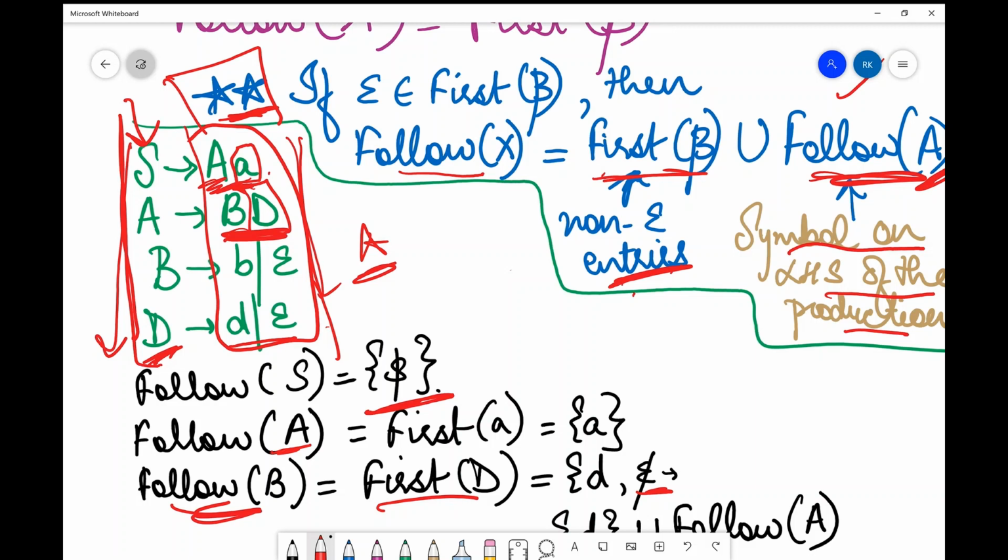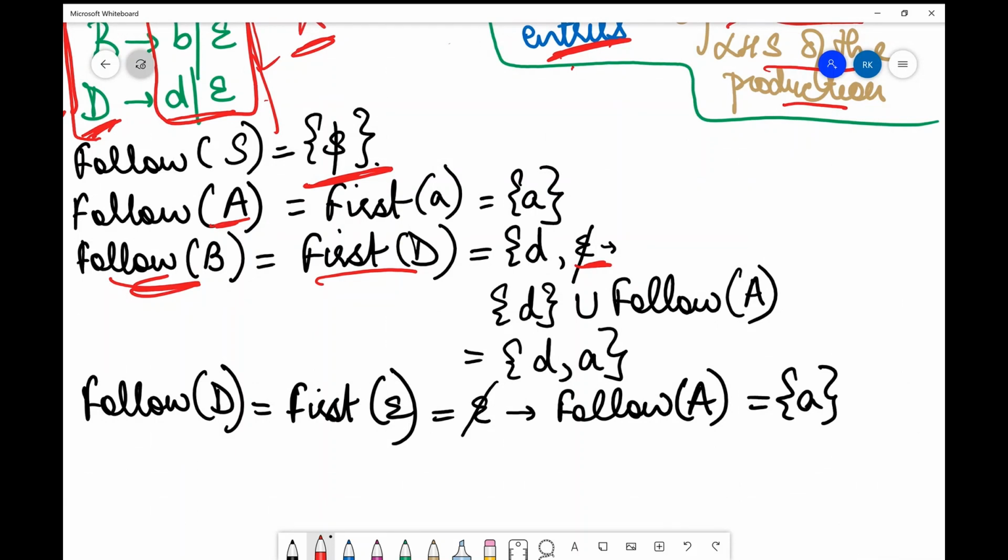So which was that rule? This was this critical condition, that in that case we are going to add what? We are going to add follow of the left hand side. From which production? This was the production which we were looking at. So follow of A over here. So then the answer would be D union follow of A, and that we have already found over here. Follow of A is A. So D comma A.